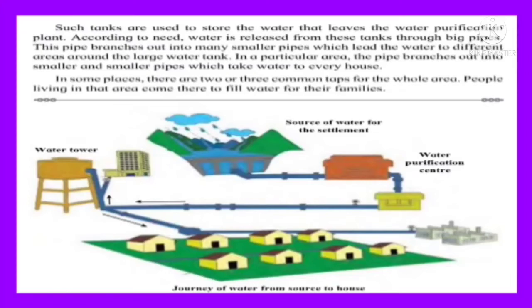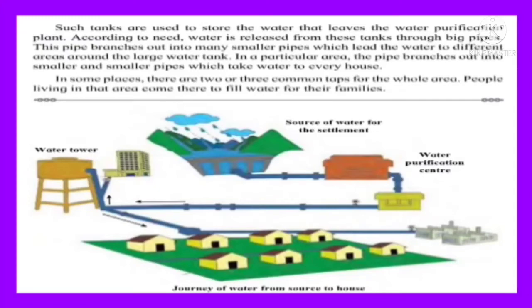So the smaller pipes are taking the water to different places, okay, and in a particular area the pipe branches out into smaller and smaller pipes, and this is how water is taken to each and every house. In some places there are 2 or 3 common taps for the whole area, and people living in that area come there and fill water for their families. So they don't get water in their own houses, but they have a common tap where everyone comes and fills the water. So this is how water is distributed.